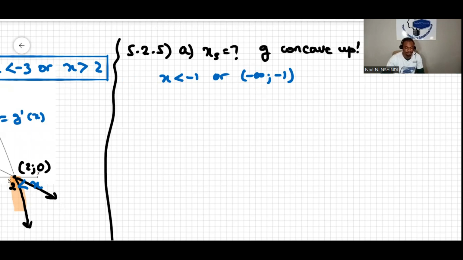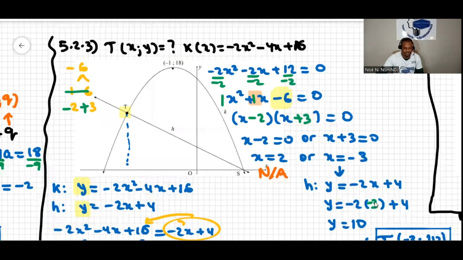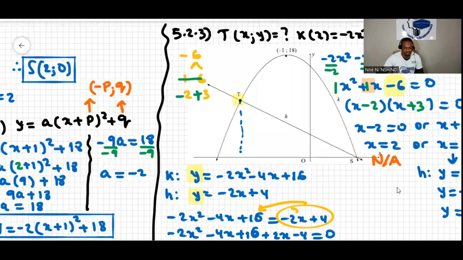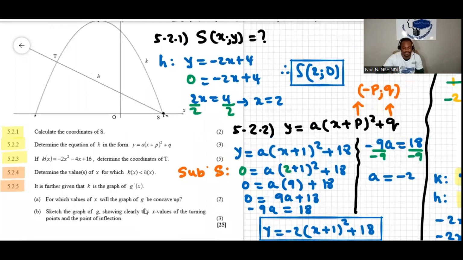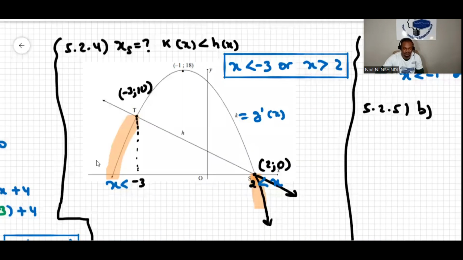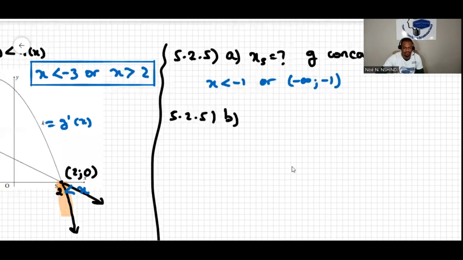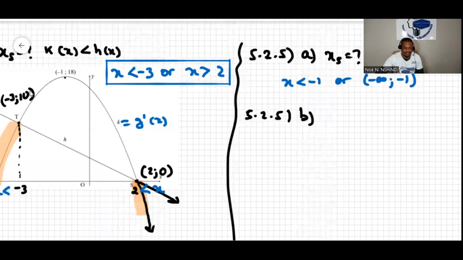Now B. 5.2.5 B. Let's read it again. It is said here to sketch the graph of g showing clearly the x values of the turning points and the points of inflection. All right. Now the graph that we have here is the graph of g prime. This parabola here is g prime. Now we need to find g itself.